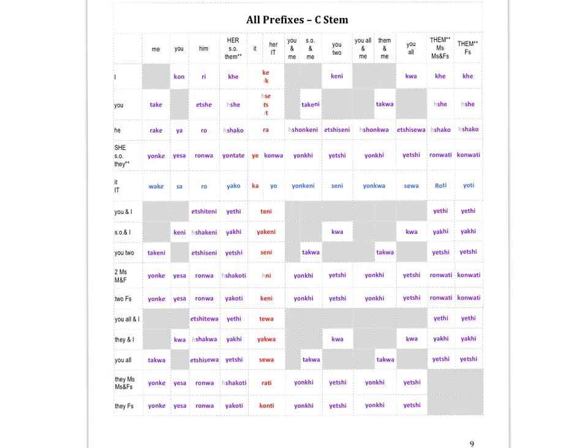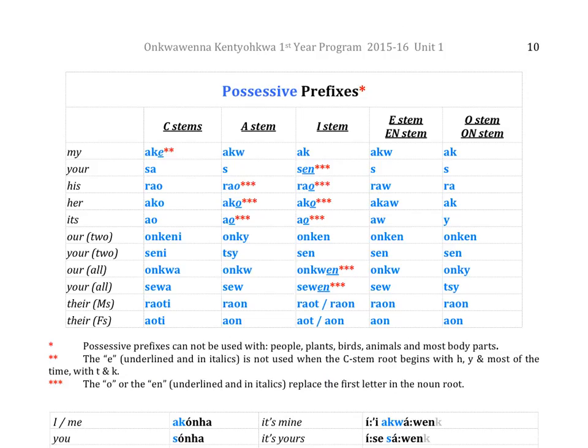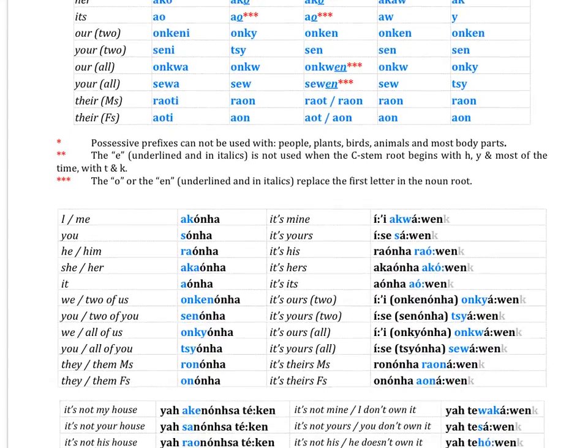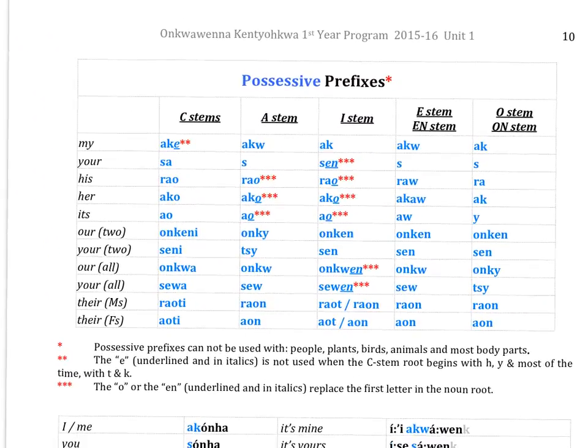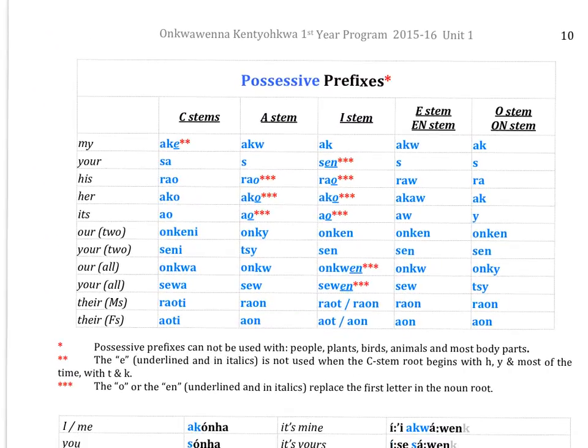So this is page 9. All prefixes, C stem. This is probably the most important page in terms of seeing all the prefixes that you need to study for this unit. In addition to this page, take a look at the blue A-stem prefixes on page 5. And lastly, in our prefix chart documents is learning about possessive prefixes. We're not going to be covering possessive prefixes in this unit, so hang on to this page just for future reference.